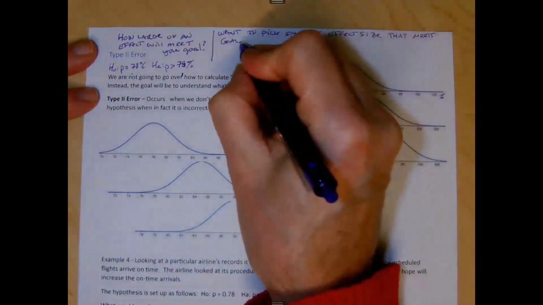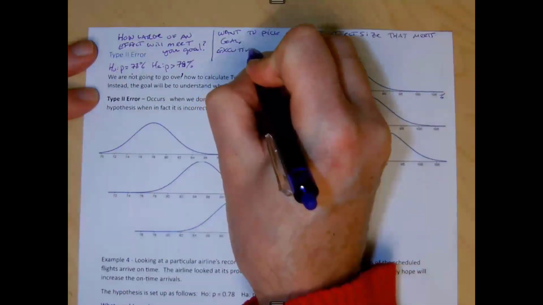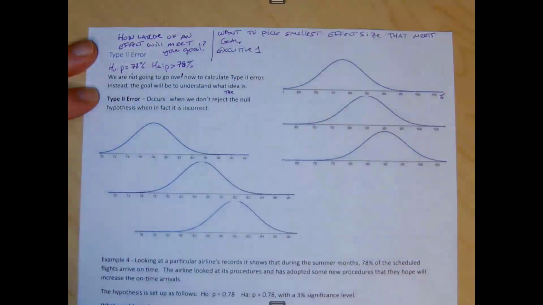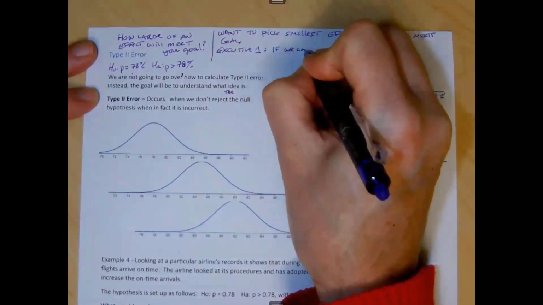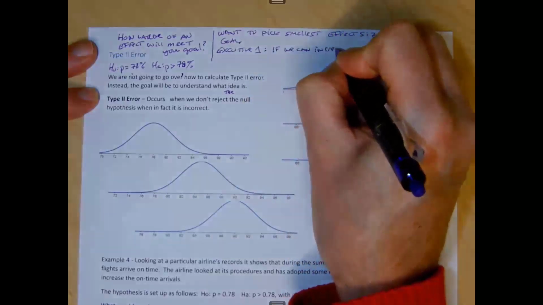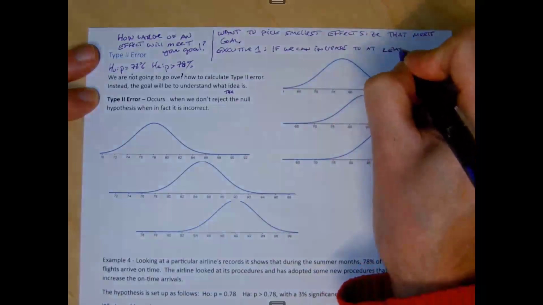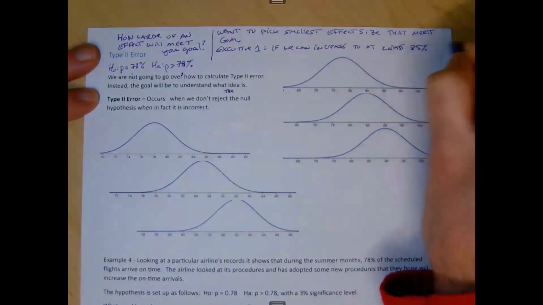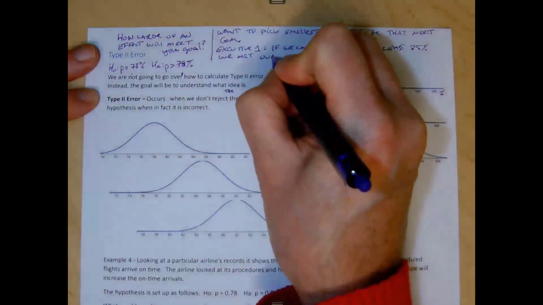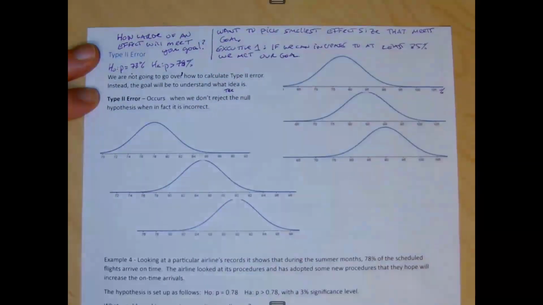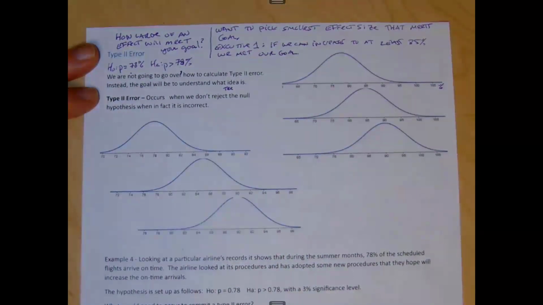Okay, so I'm going to create a little scenario. There's executive 1. Executive 1 determines that if we can increase to at least 85%, we met our goal. So that is executive 1's goal: if we can get to at least 85%, we made our goal.